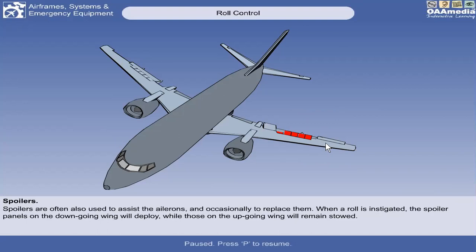And we also have flight spoilers. These flight spoilers are the spoilers that can be used to compensate rolling. This is used for roll control. Okay? So it can be used in coordination with the ailerons, so that our roll becomes more effective.